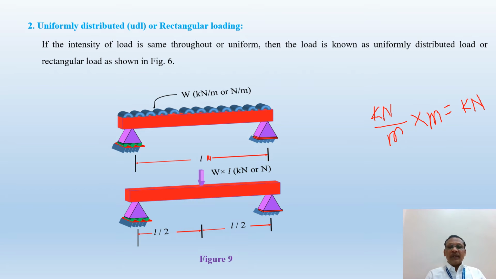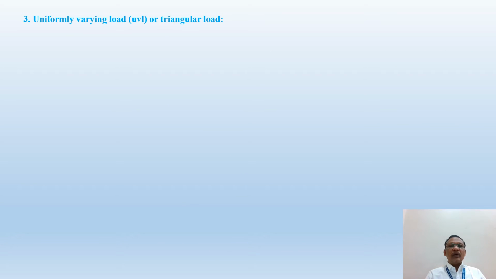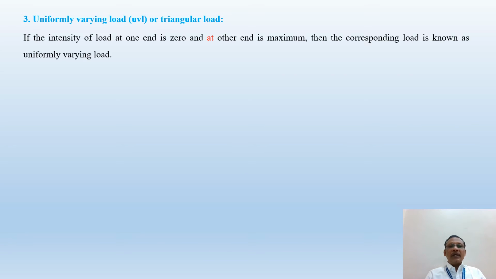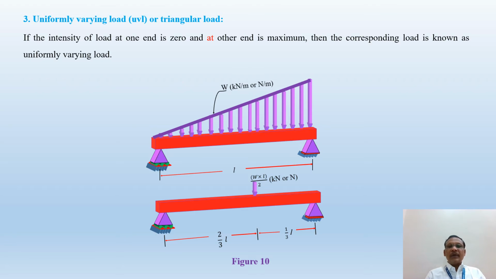Then the third type of load is known as a uniformly varying load. It is also known as a UVL. So what happens in the UVL? In the UVL, at one end the load is 0 and at the other end the load is maximum. Such a type of load is known as a uniformly varying load.